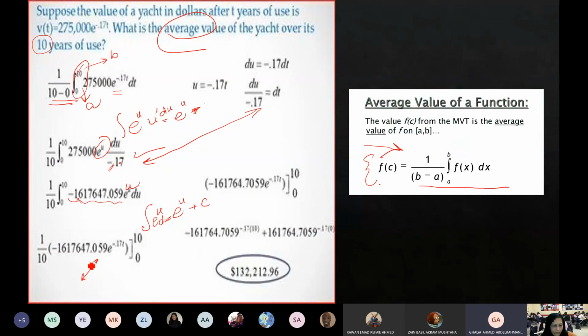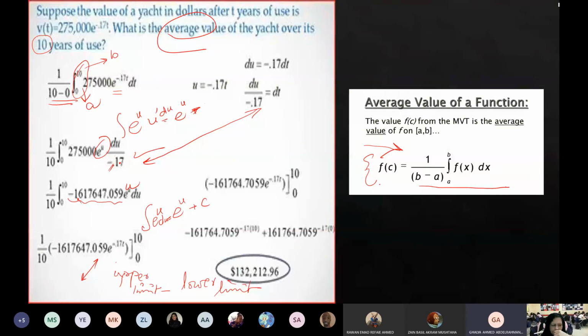So 1 over 10, the value we get is negative 161,764.7059 e raised to negative 1.7t, with upper limit 10 and lower limit 0. So we're going back to the question. What do they want from us? We want the average value of the yacht over its 10 years.